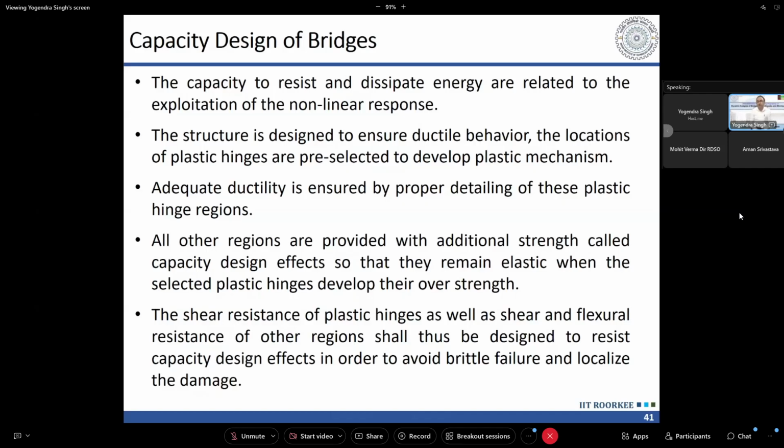So that's why the response reduction factors given in codes, either railway codes or highway codes, in case of bridges are much less as compared to what you get in case of buildings in IS 1893. Only the flexural action is ductile in case of RCC members, and we have to avoid shear failure. To avoid that, we have to ensure that the shear capacity of the beam or the column or the pier should be higher than its flexural capacity.